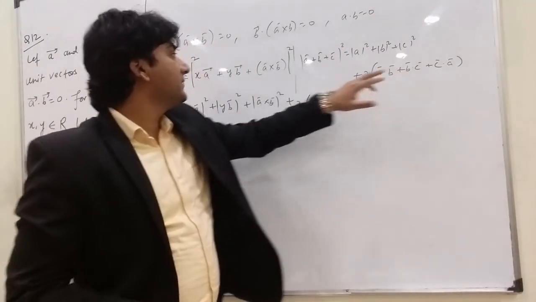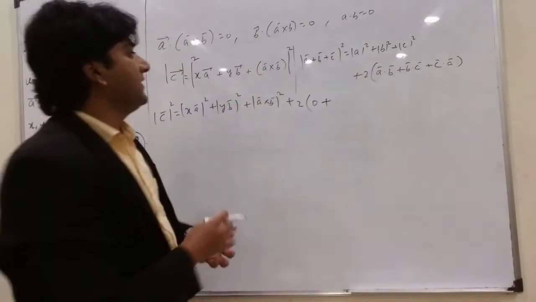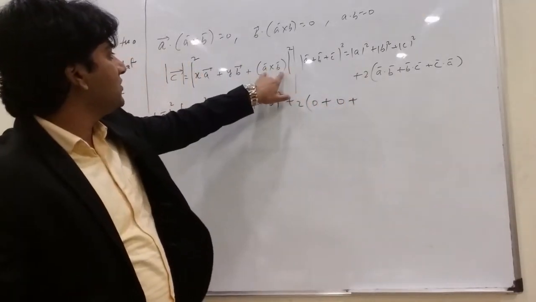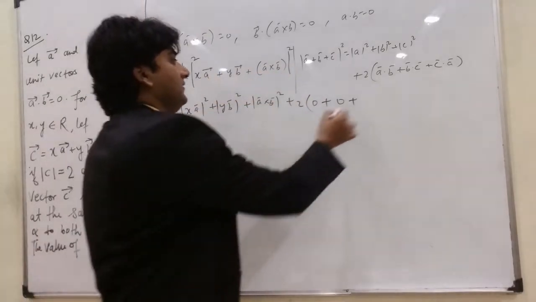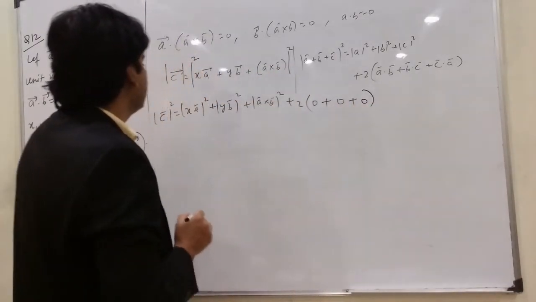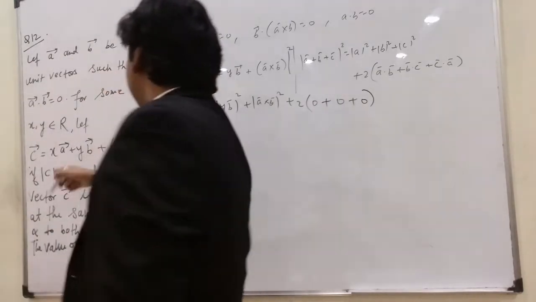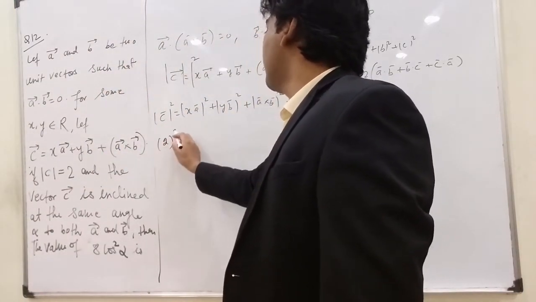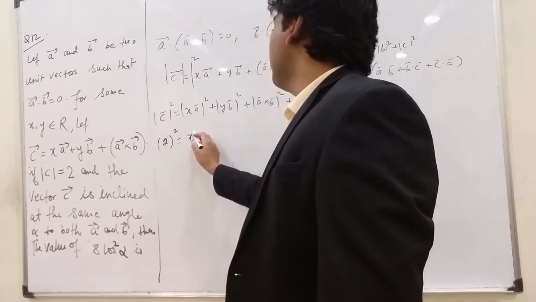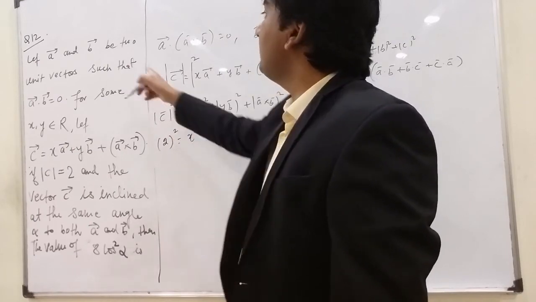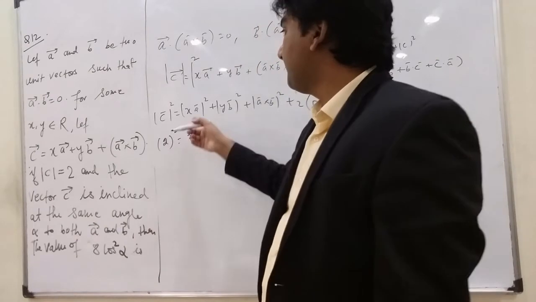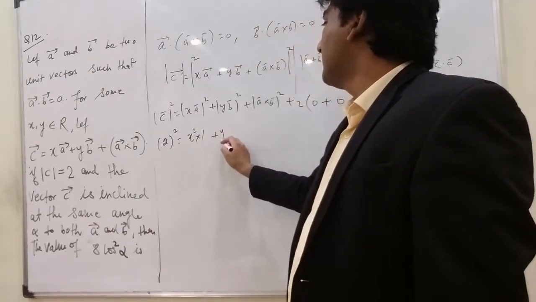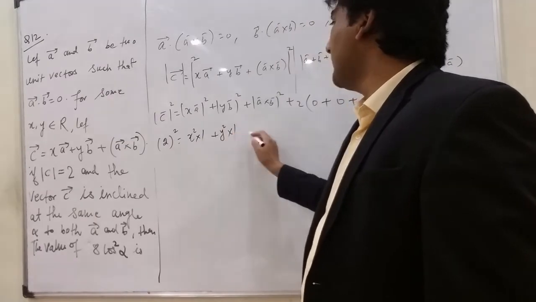Now B dot C, B dot A cross B, that is also 0. Now A cross B dot A, that is also 0. So mod C is given, that is 2. So this is 2 square, this is x square, and A and B are the two unit vectors. So magnitude of A is also 1, so this is times 1. Y square, B is also unit vector, so 1.